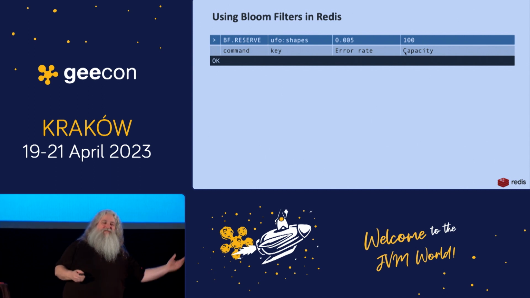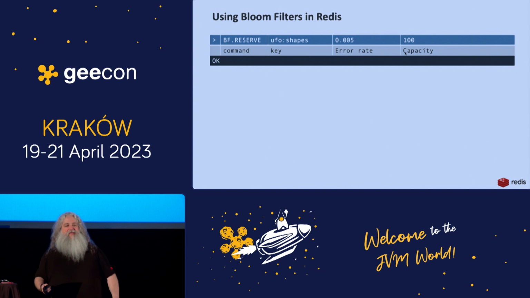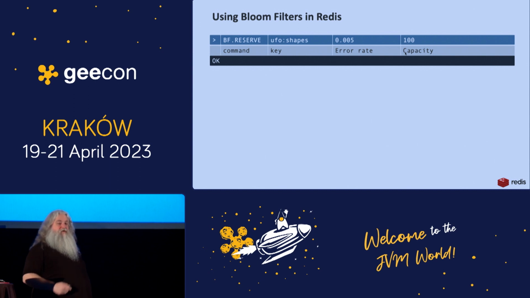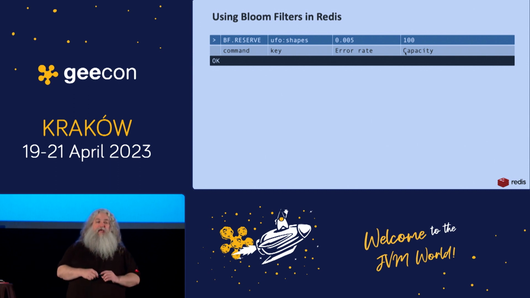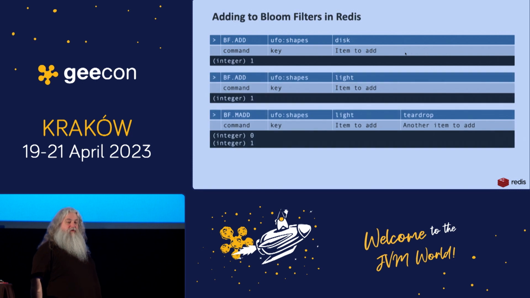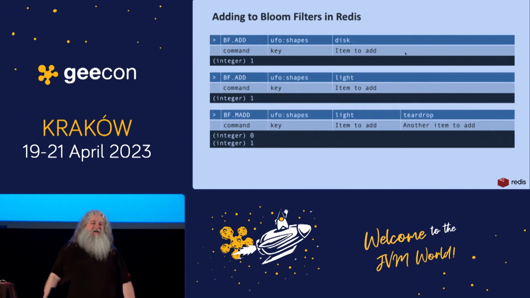And then you can use Redis to do that. So you can call BF reserve. That will create a Bloom filter using Redis Bloom. You give it an error rate. Here I'm saying 0.5%. And you give it a capacity of 100. And then it creates it. And then you can just call BF add and BF madd to add and multiply add to the Bloom filter.